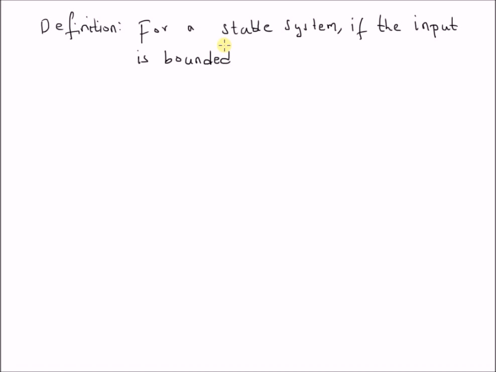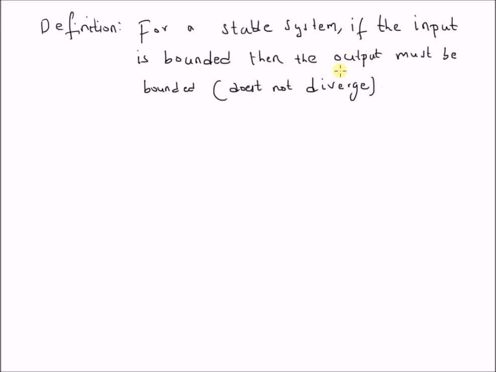For a stable system, if the input is bounded, that is, if the value of the input does not change too much, then the output must also be bounded. That is, it does not diverge.